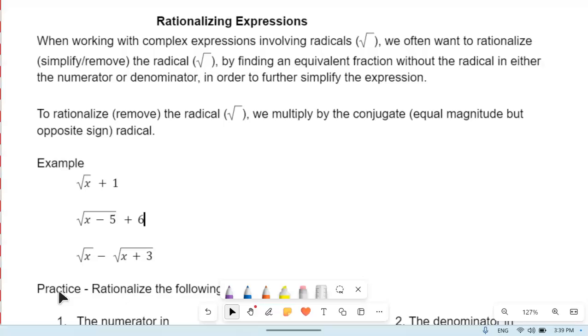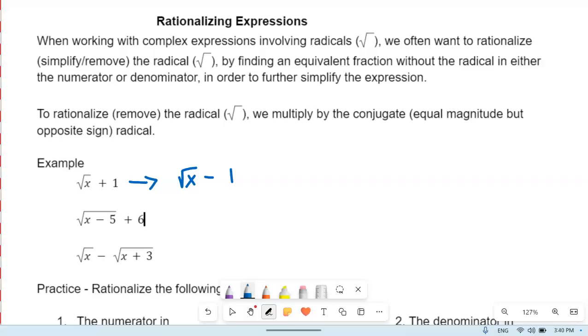In order to rationalize the radical, we're going to multiply by the conjugate radical, which is an expression of equal magnitude but opposite sign. So we're going to start by just stating what the conjugate radicals would be of these expressions. Okay, so they have to have equal magnitude. So they have to have the same values, but they're going to have opposite sign.